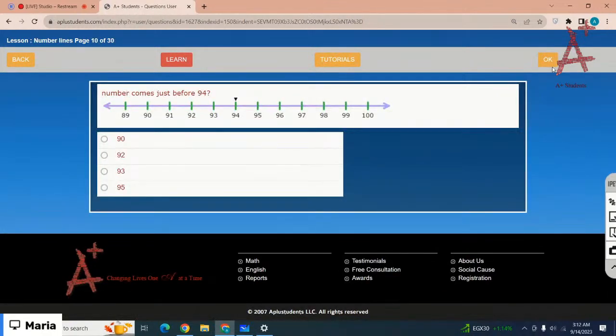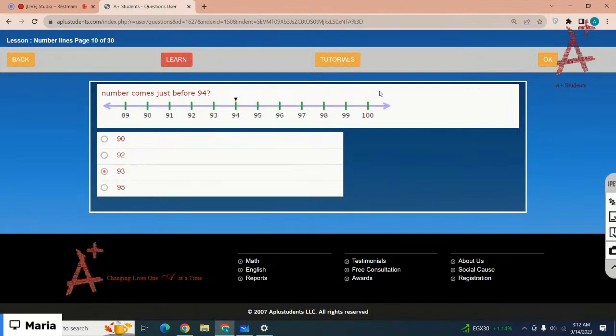Number comes just before 94. So, which is the number before 94? First, you have to find 94 on the number line. So, find 94. So, before 94, the number you have is, yes, that would be 93. So, that means before 94, you have 93. The correct option is 93, right?